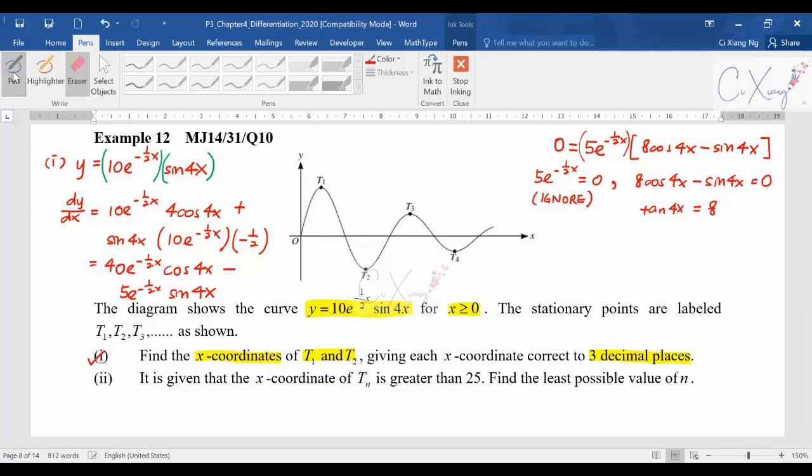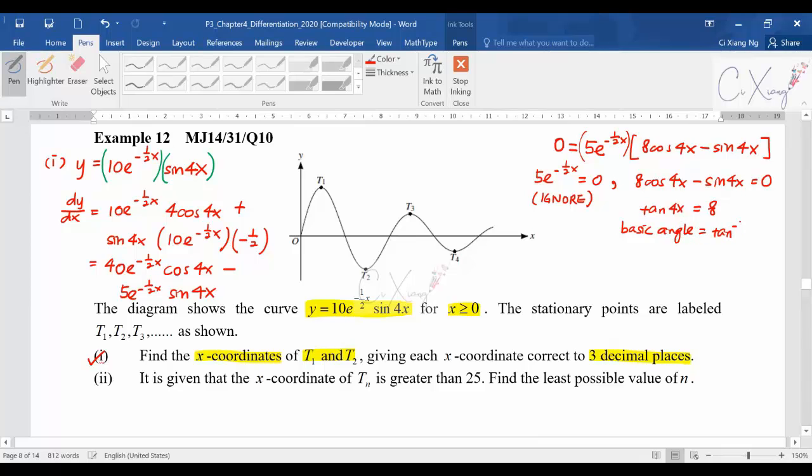So you need to solve to get the x, right? So you need the basic angle first. Okay, so what is your basic angle? So your basic angle is tangent inverse 8 that you might get a value. Okay, so to get the answer, they want first two answers, T1 and also T2.